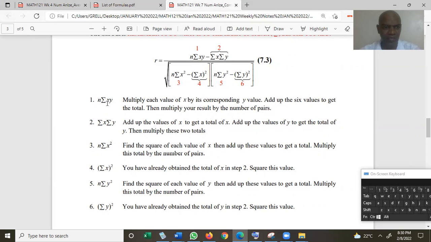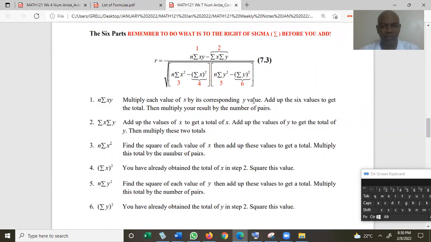It says n times the sum of xy. So according to the instructions, we have to multiply each value of x by its corresponding value of y first, because whenever we see sigma, we have to start from the right to the left. Then we add up the values to get the total, the total of xy, and then multiply the result by the number of pairs. In our case, this is 7.